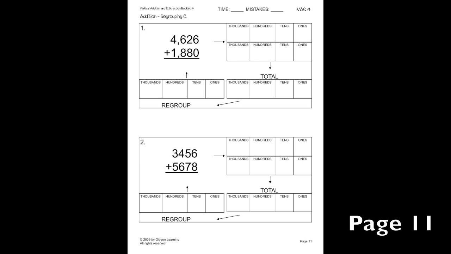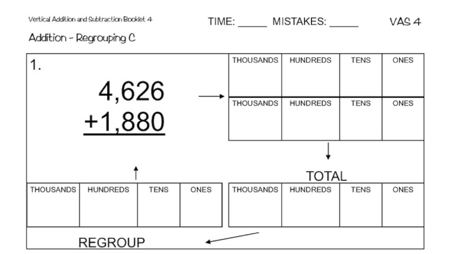Alright, so we're back now on page 11. I'm going to do problem number 1. So I see 4,626 plus 1,880. So we're going to break down this addition problem by placing everything in the correct place value. So for 4,626, that means there are 4 thousands, 6 hundreds, 2 tens, and 6 ones. And for 1,880, that means there is 1 thousand, 8 hundreds, 8 tens, and 0 ones. So now that I've got these things lined up, I'm going to add the columns down.